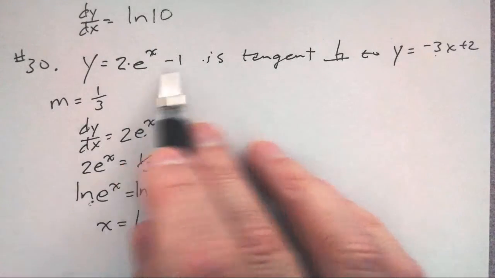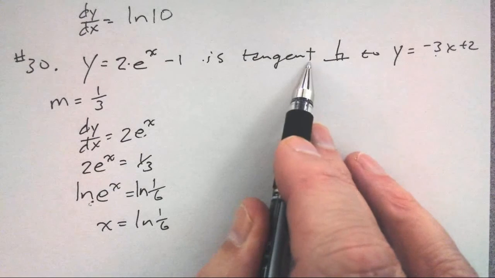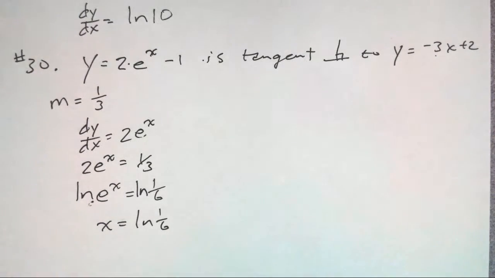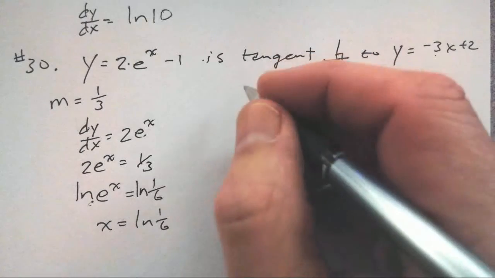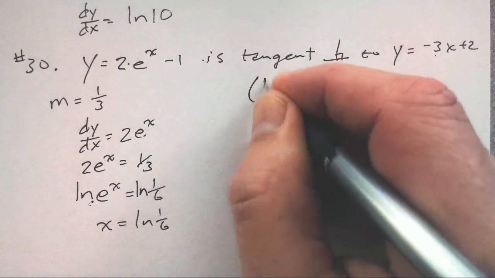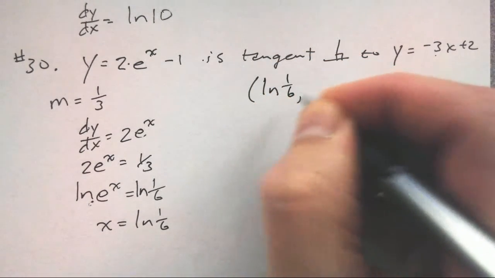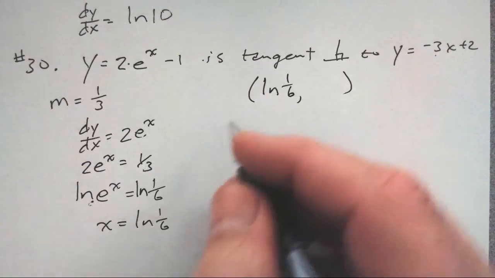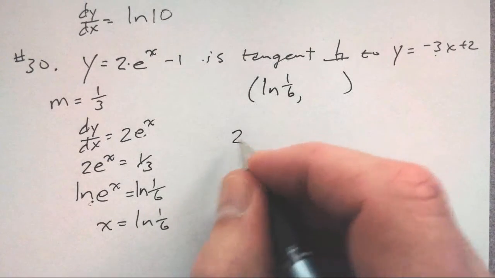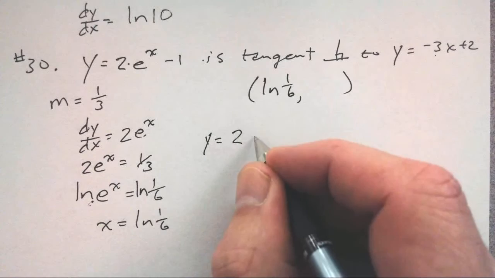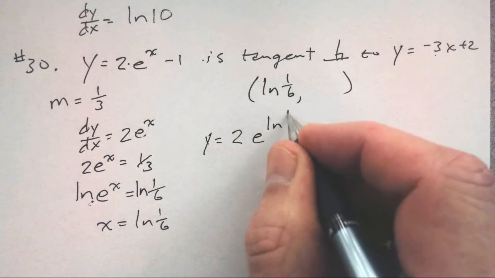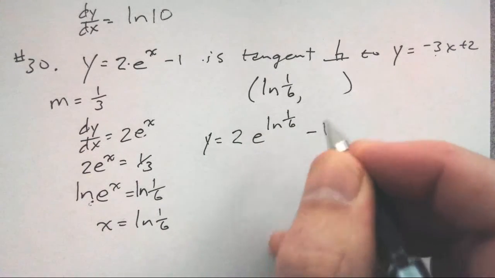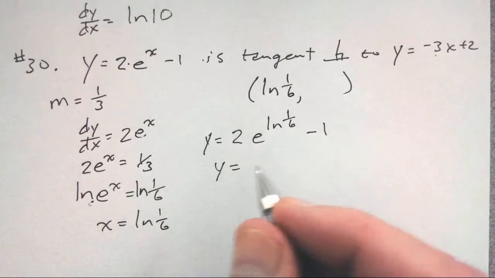I want the equation of the tangent. Again, I'm going to read the whole directions again. At what point on the graph, that's what I'm looking for, is the tangent line perpendicular. So at what point on the graph, the point is ln 1/6, something. What would the y coordinate be? 2e to the ln 1/6 minus 1, the y coordinate.